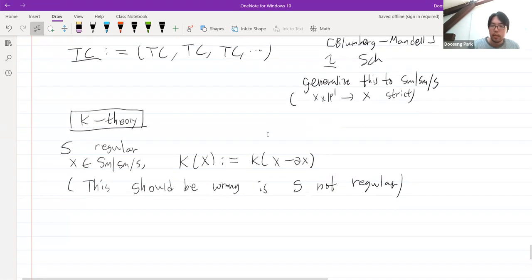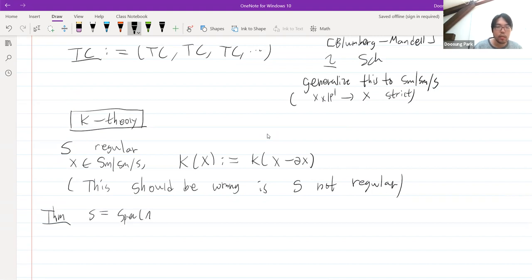Okay, and then our theorem is that, unfortunately, we need to assume that S is Spec K, where K is a perfect field, plus resolution of singularities.